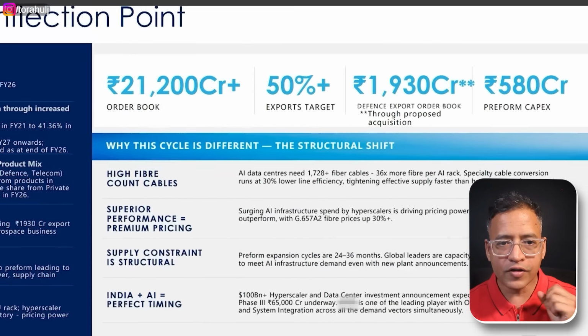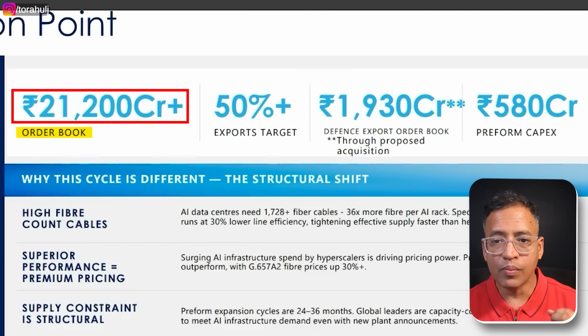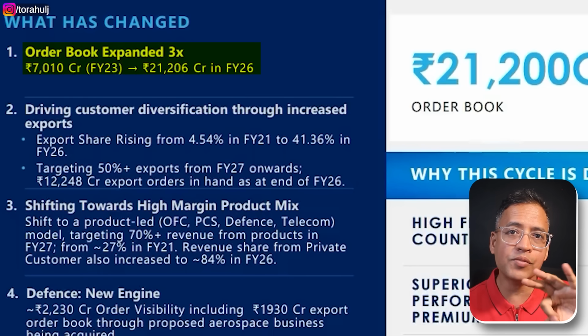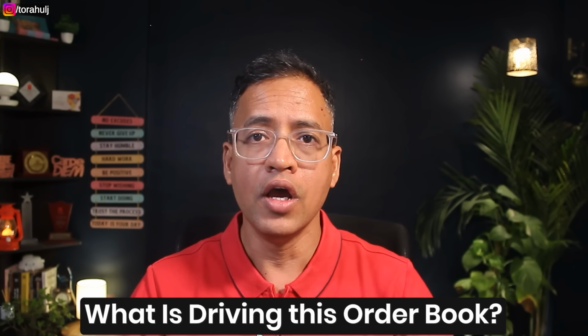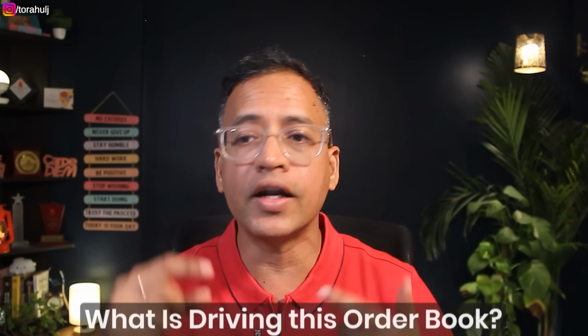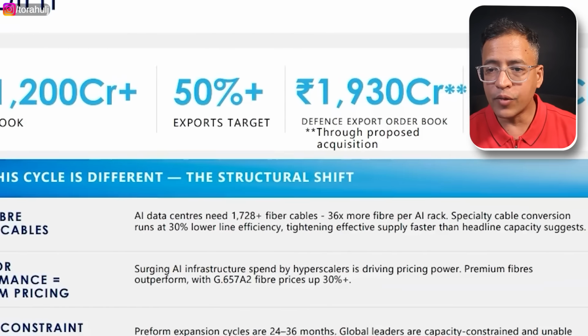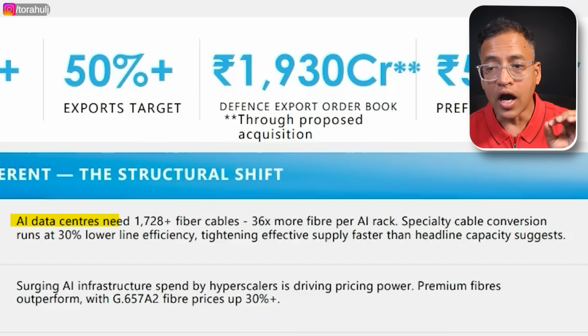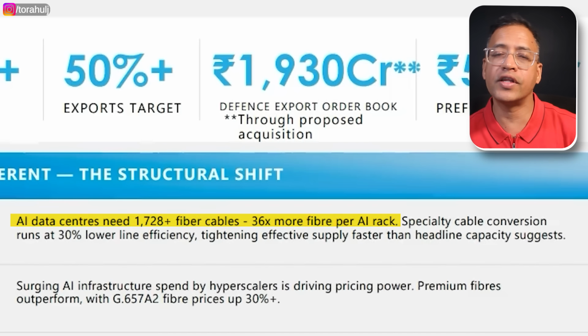First of all, the company is saying the order book is more than 21,000 crores. Okay, and the order book has expanded 3 times in the last 1 year. So the pipeline is very, very good. More importantly, what is driving this order book? The next level of question. We need to continue to ask these questions until we get to the bottom of what is really driving this huge order book and the profitability. And very quickly you will see that because AI data centers need 1728 plus fiber cables, which is 30 times more fiber per AI rack, that is driving their business right now.